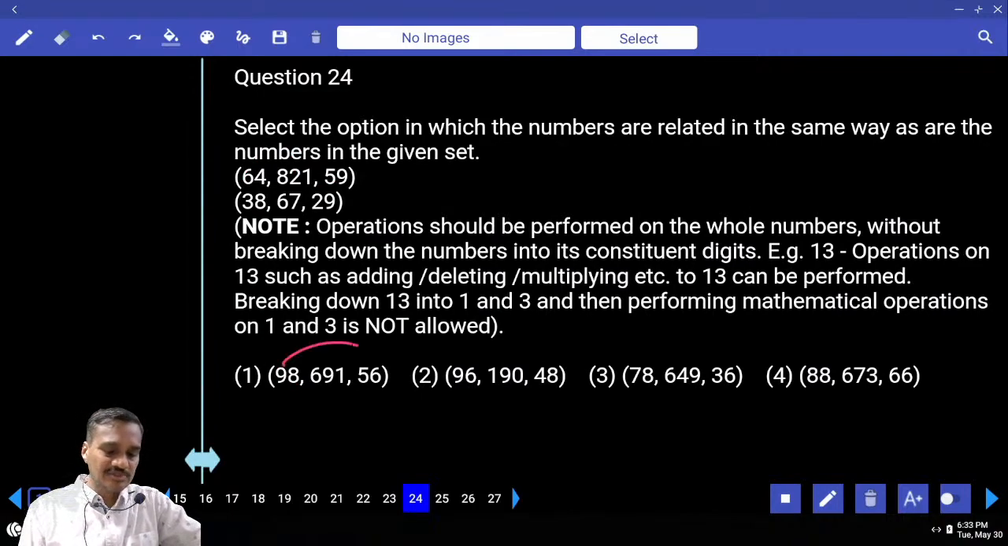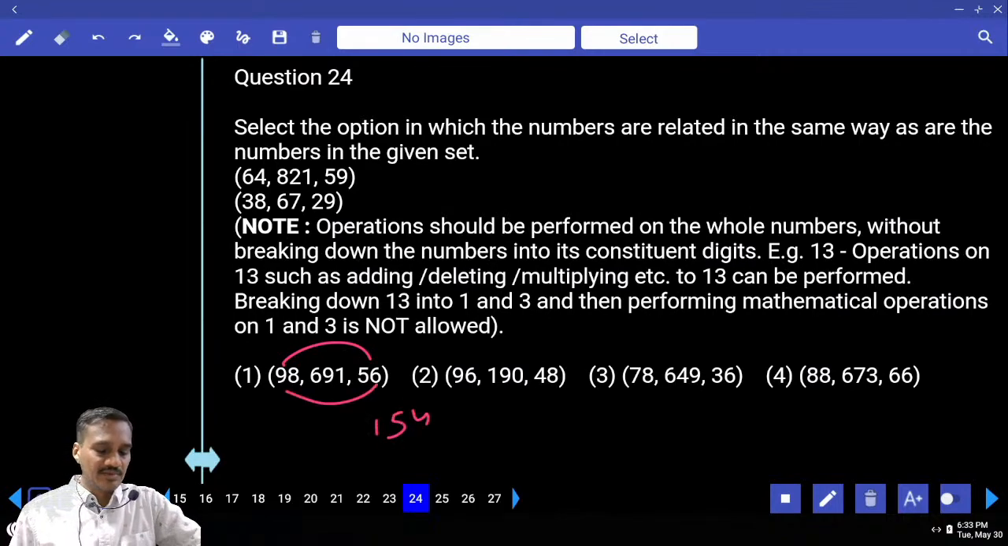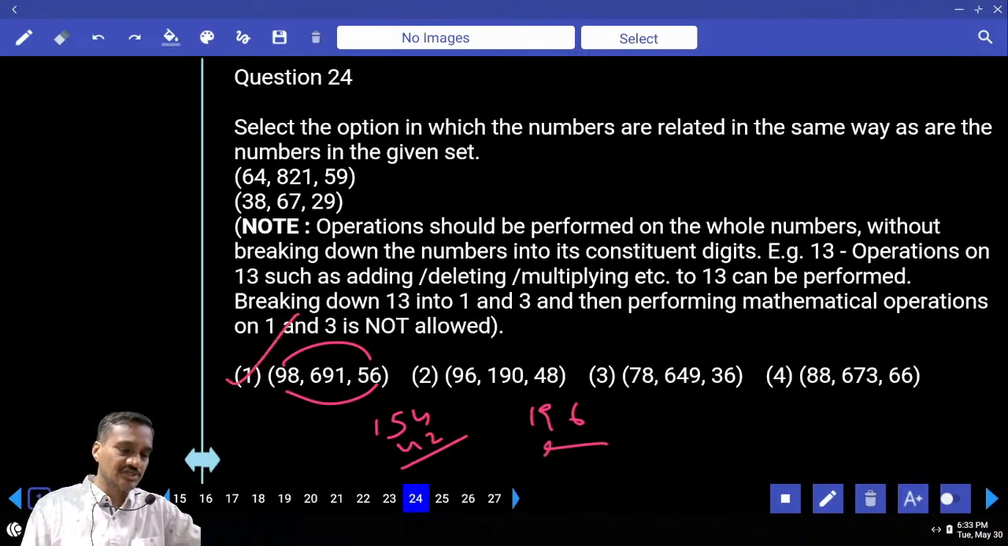Then my next one, what is your answer here? 98 plus 56 is 154. And the difference between 98 and 56 is 42. Now the sum of these two is 196. 196 in the reverse order is choice 124.